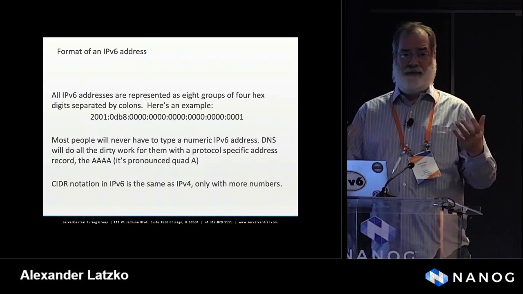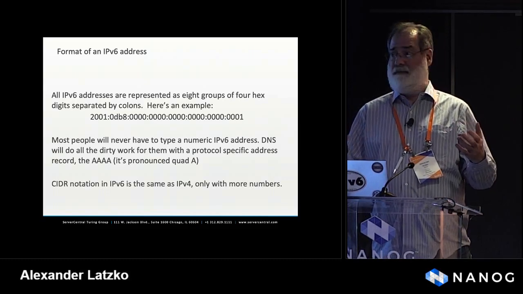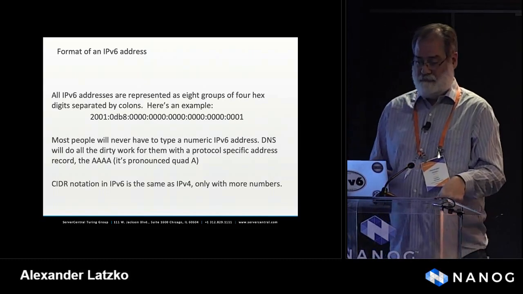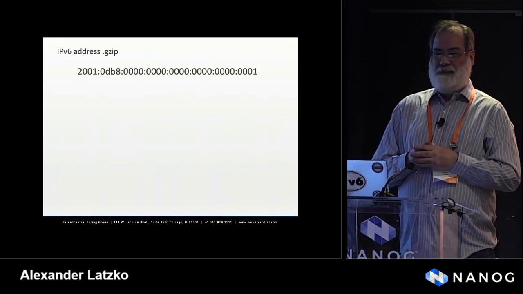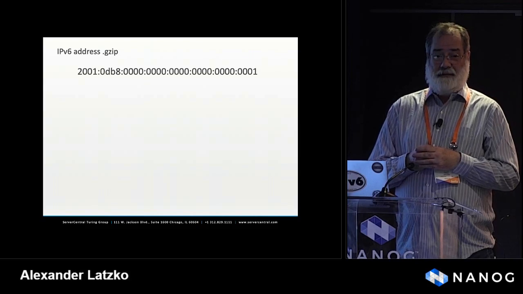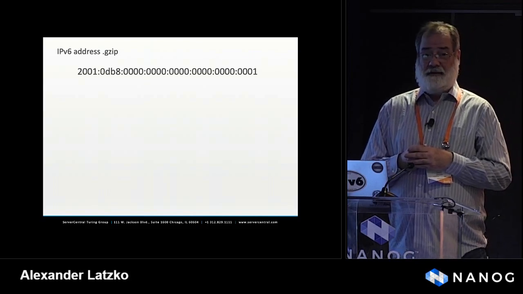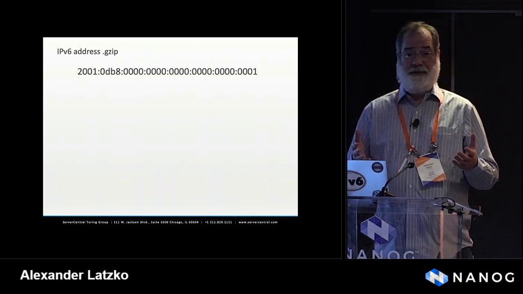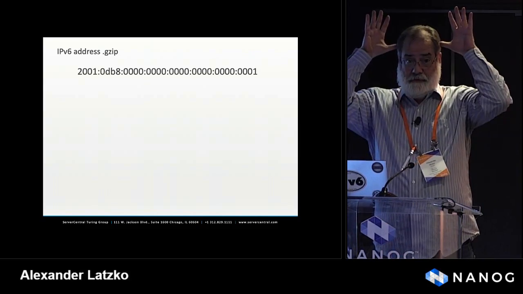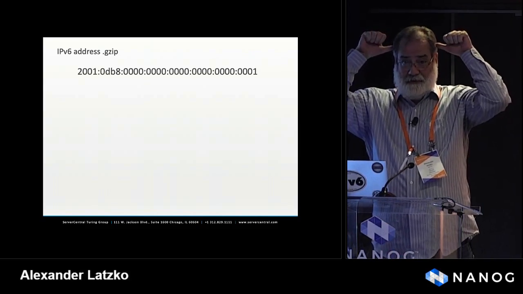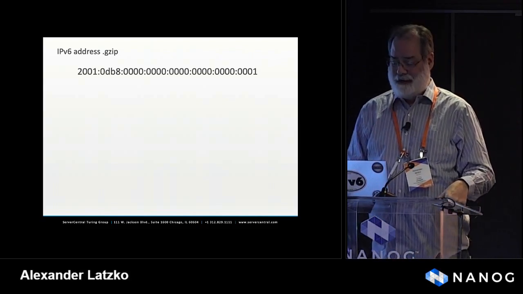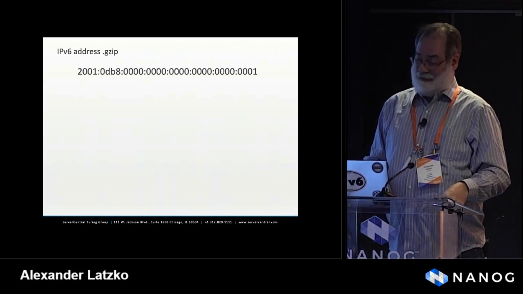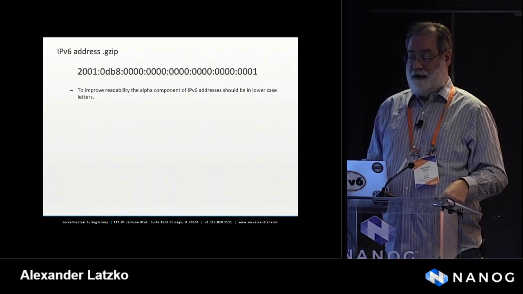And CIDR notation. Everybody's comfortable with CIDR notation? Okay. So, IPv6 address.gzip. Anyone? Okay, so you're all familiar with what a moose is? Moose.gzip? Okay. Some of these are going to be good.